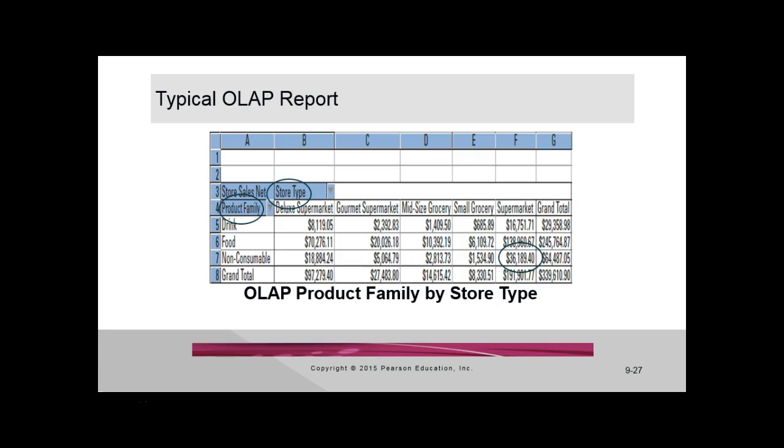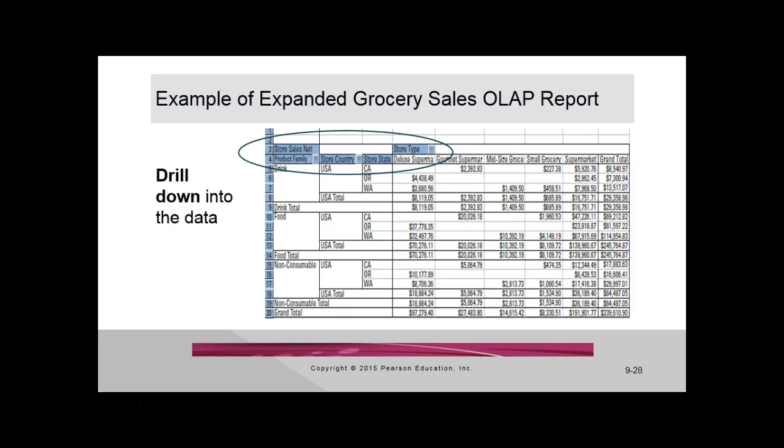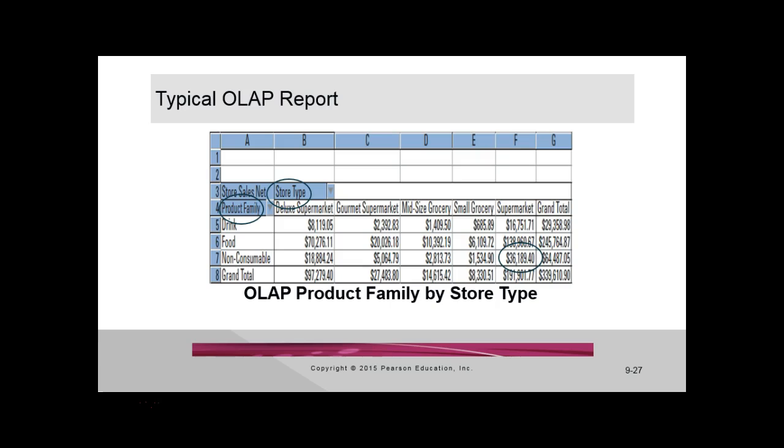Okay, so dimensions are the way we categorize things or group things, and then the thing that we're looking at, the thing we're focusing on, which in this case looks like the amount of sales, is called the measure.